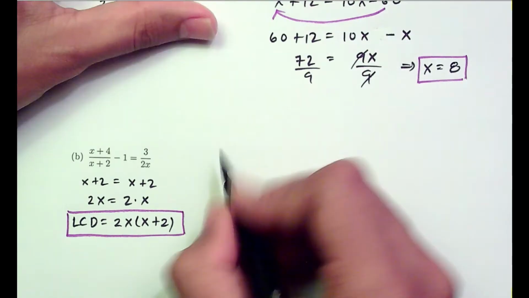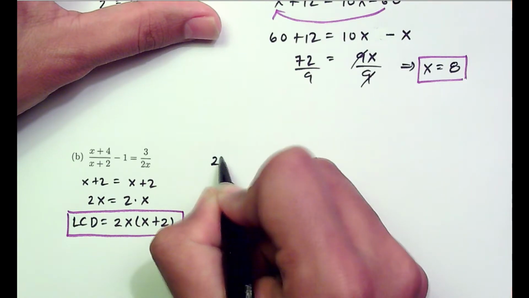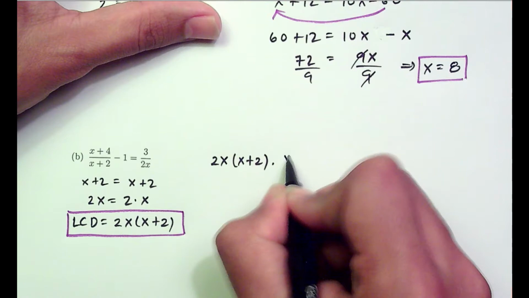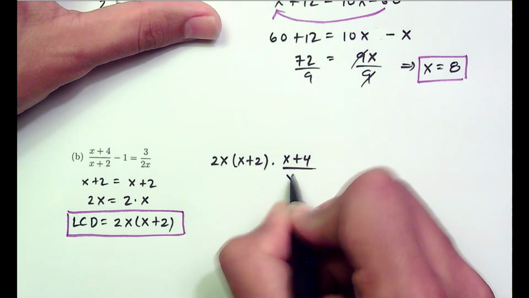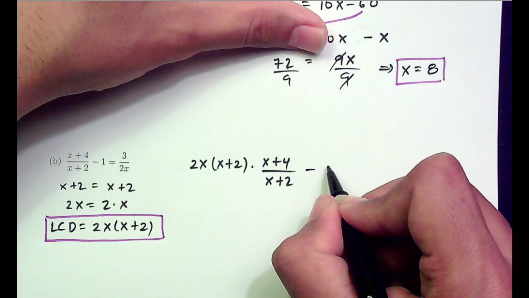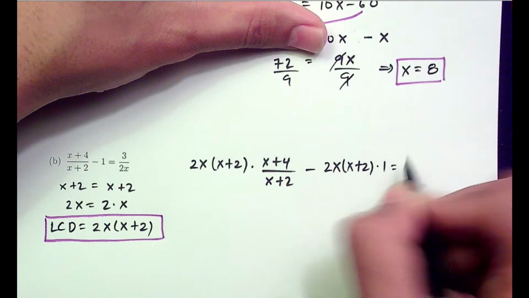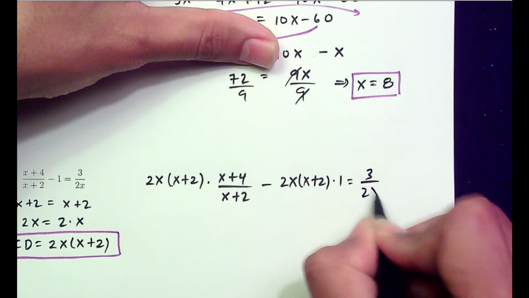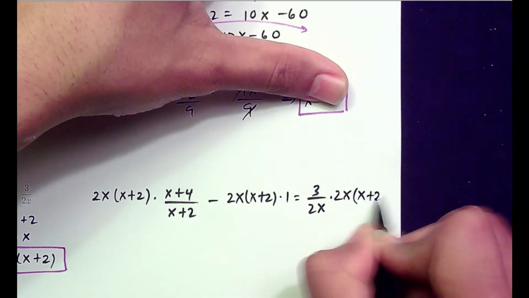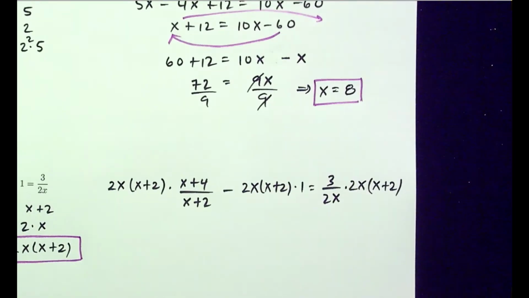So this is going to look like this. 2x, x plus 2 times x plus 4 over x plus 2, minus 2x, x plus 2 times 1 equals 3 over 2x times 2x, x plus 2. Alright, so everything gets multiplied by the LCD.